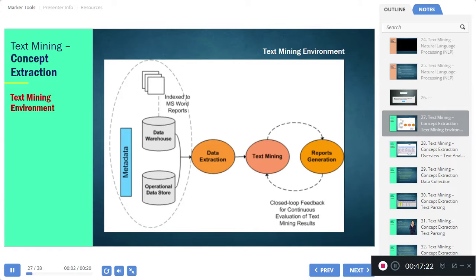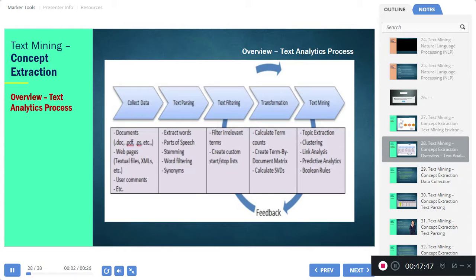Concept extraction. The diagram shows a text mining environment. The diagram shows an overview text analytics process.